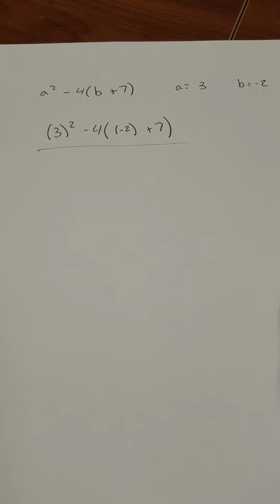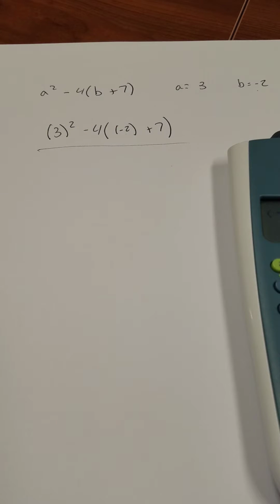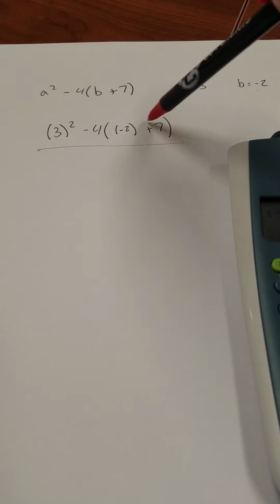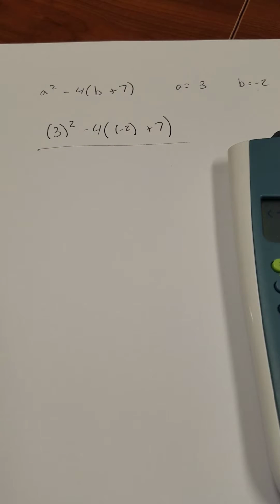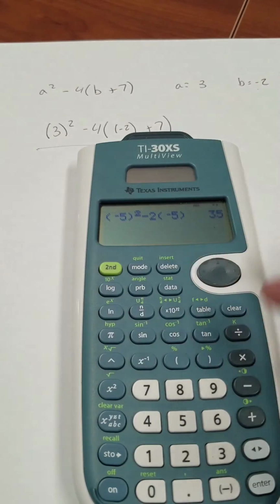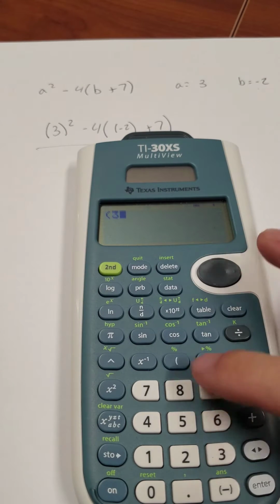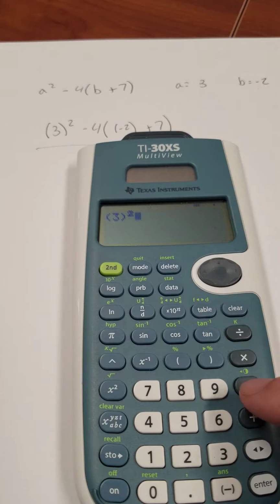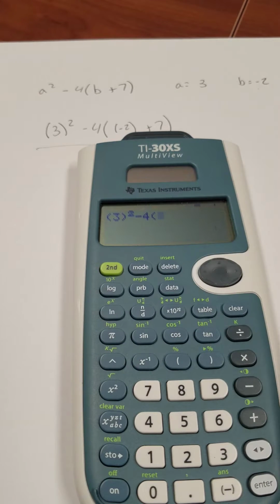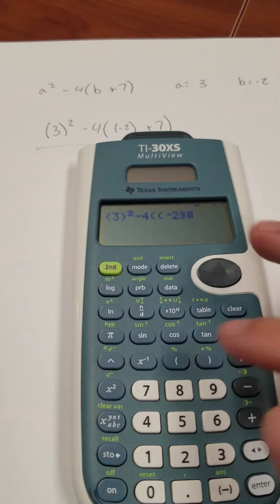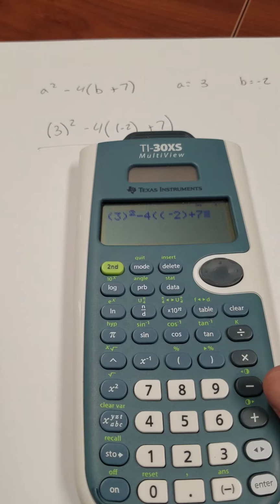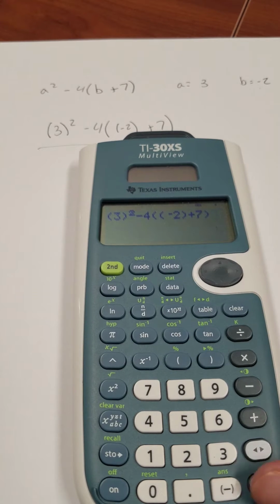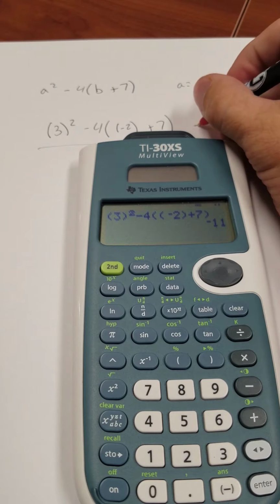Once I have that, you can type it into your calculator. If you do it the order of operations way, it says do parentheses first, then exponents, and then multiply and divide. But we can also just type this right in there. So we have parentheses 3 squared minus 4. That's my first set of parentheses. Now I have to have another set just for that negative 2, plus 7, another set of parentheses, enter. It tells me my answer is negative 11.